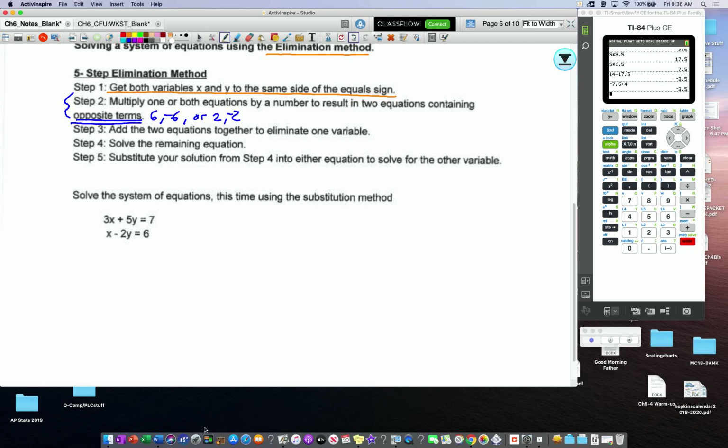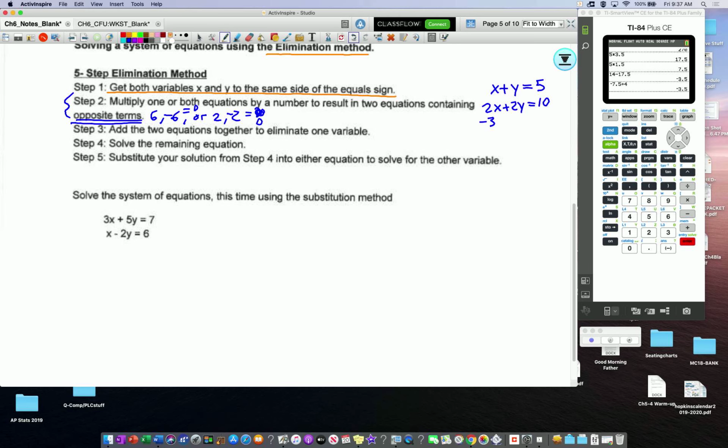Okay? The reason why we want opposites is when we add those two numbers together, they equal 0, not 10. Okay? So what's happening is we're just going to change the appearance of an equation. And you can do that. If I have this equation, x plus y equals 5, if I multiply everything by 2, it's exactly the same equation. It just looks different.